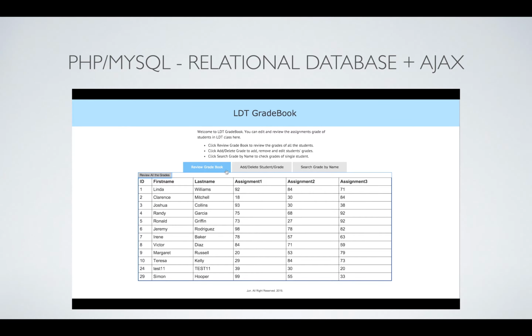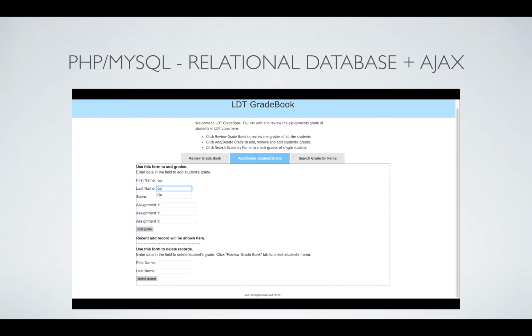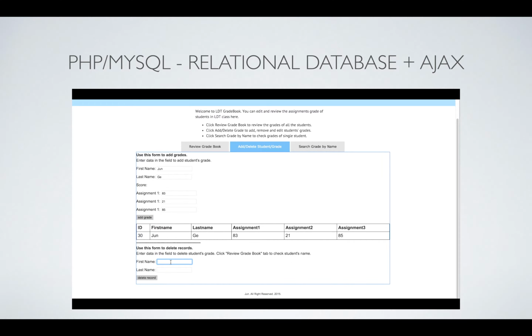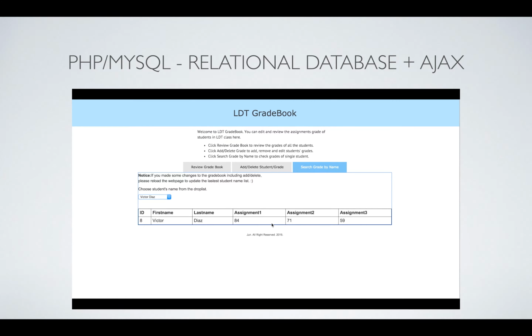Then I entered the backend module to create a gradebook. Users can click Review All to check the gradebook and easily add students' assignments and grades, or delete from the table. And also the job list was designed to review a single student's grades. Two relational databases were used here.